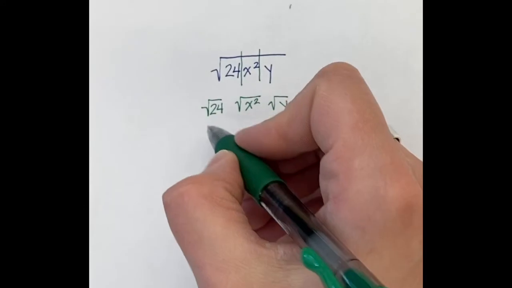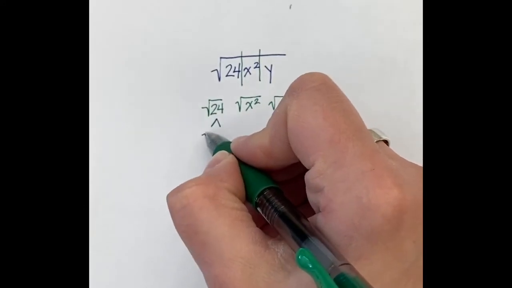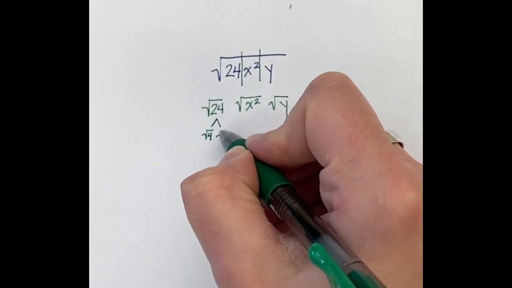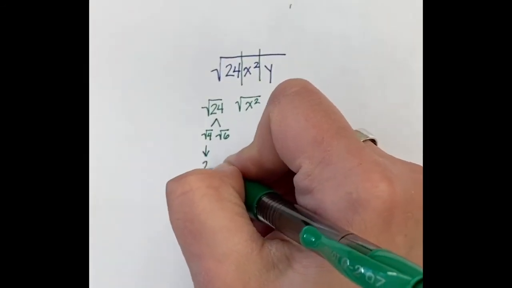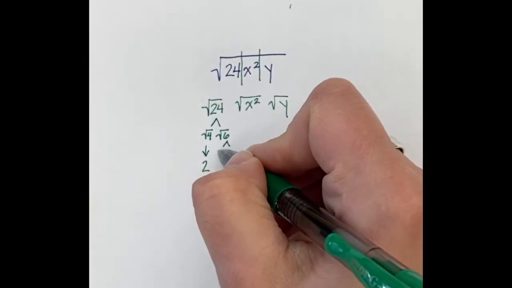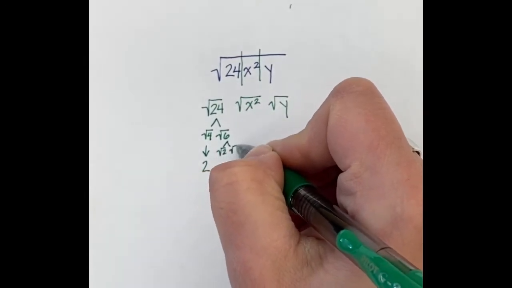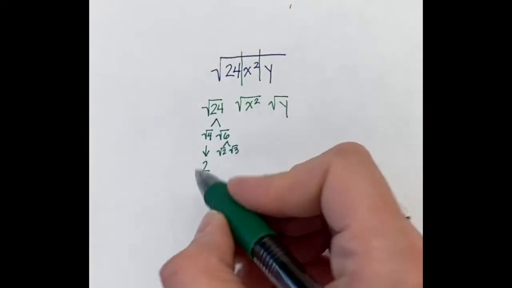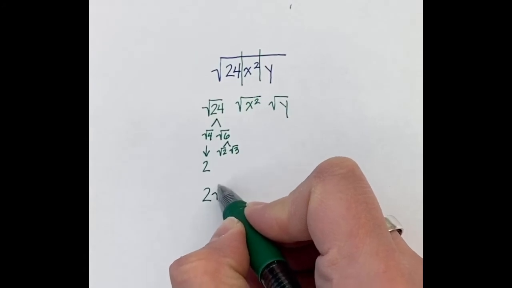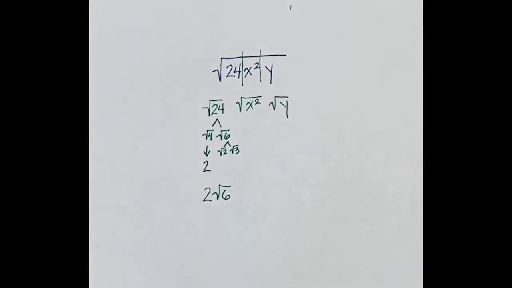So for radical 24, if we look at this, we know that this can be split into radical 4 and radical 6. We know that radical 4 reduces to a 2. Radical 6 can break down into a radical 2 and a radical 3, but there aren't any pairs or squares there. So there's nothing you can do to simplify radical 6 any further. So radical 24 reduces to 2 radical 6.